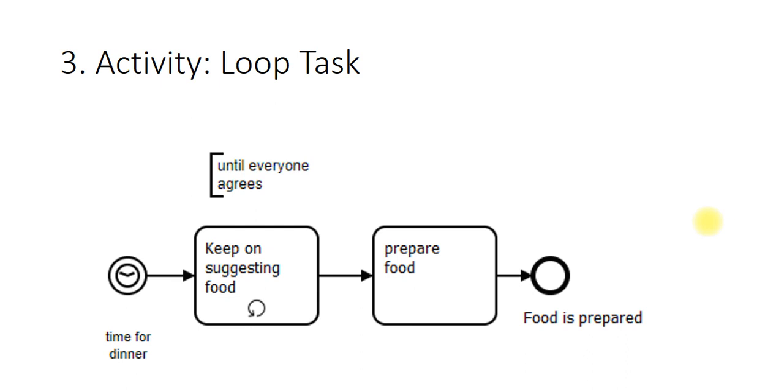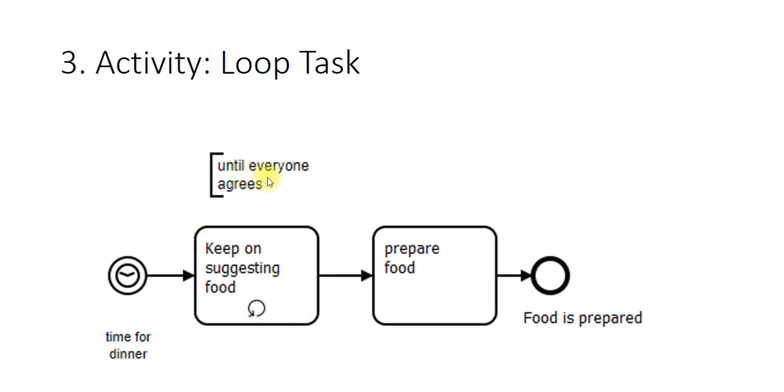Next is an example of a loop task. With this type of task, something goes on in a loop. If you see, a timer event indicates that it is time for dinner and it's a start event. Now we get into the loop. There are a lot of people in the room and they are suggesting food. So that happens in a loop. Each of them, until everyone agrees, keeps on suggesting food, what needs to be prepared. So that becomes a loop task.